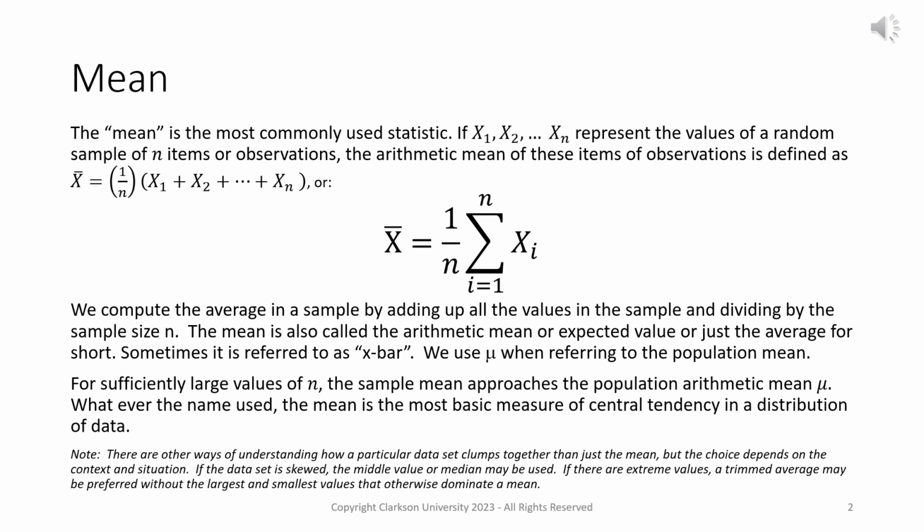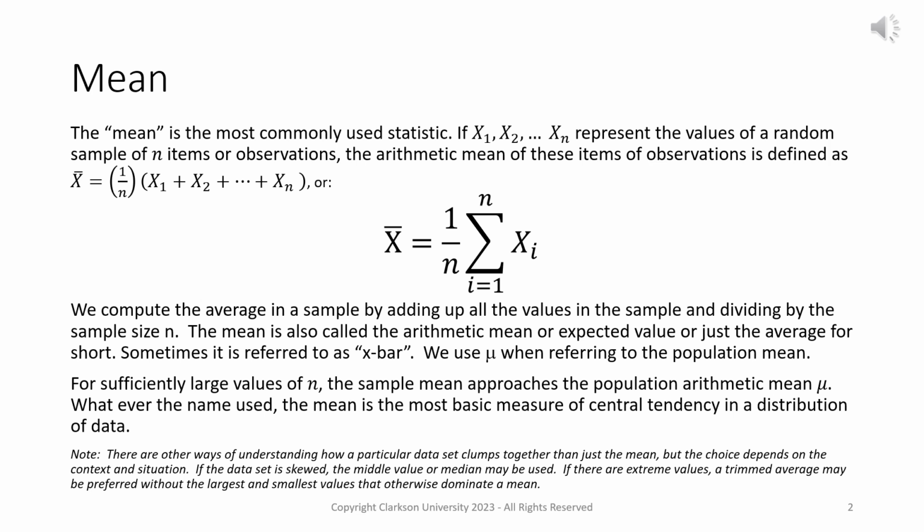Sometimes it's called the average, sometimes it's called the arithmetic mean, or the expected value. Sometimes just x bar. If there's actually a population used, we usually use the notation mu instead of x bar. For sufficiently large samples, the x bar, the mean, approaches the population mean, mu.